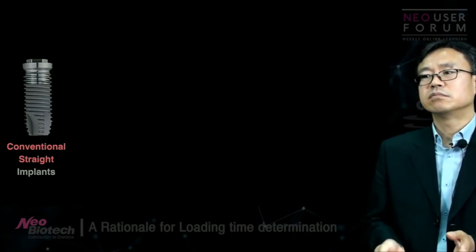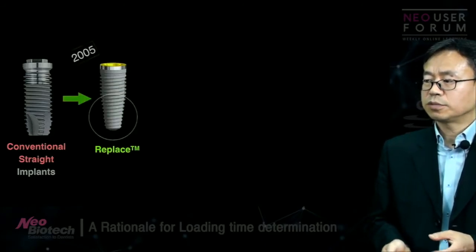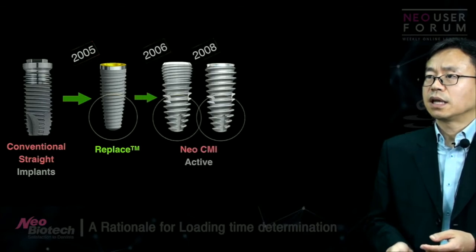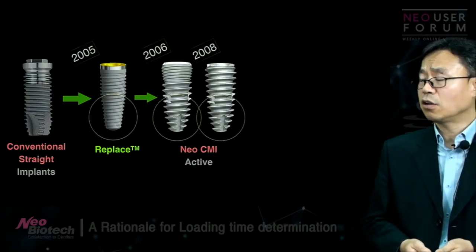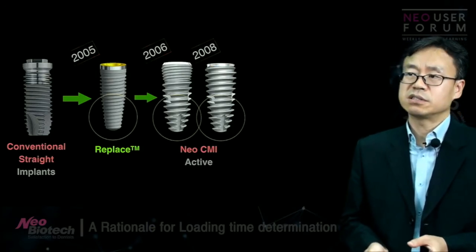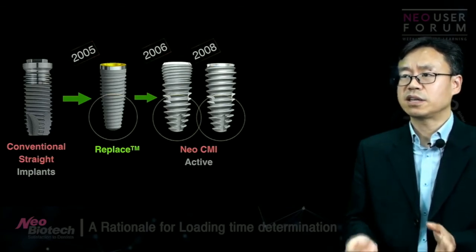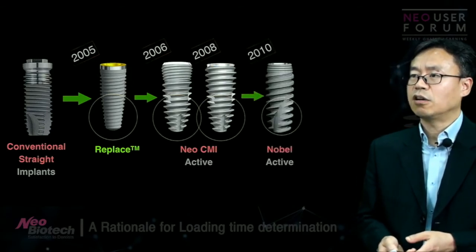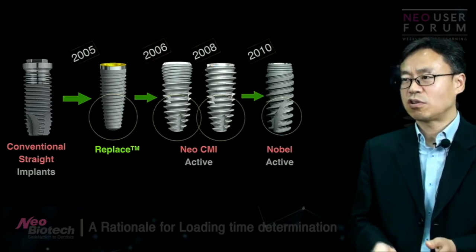And the body shape became more and more tapered over time to obtain strong self-tapping. This is replaced in 2005. And Neobiotech came up with tapered body in 2006 and also in 2008. The thread design also became quite aggressive at that time to increase or to maximize the self-tapping capability. In 2010, also Nobel Active came with the tapered body and strong thread design.